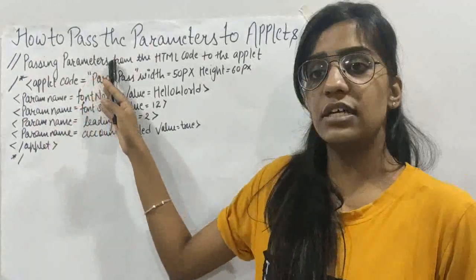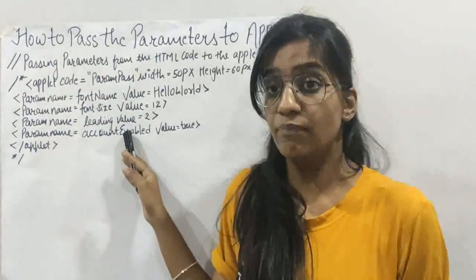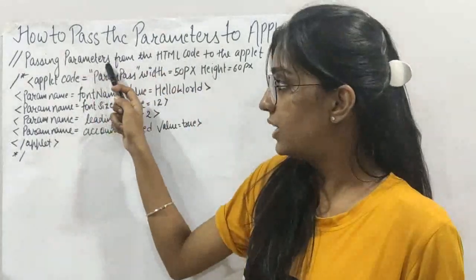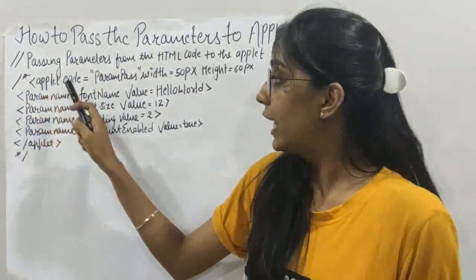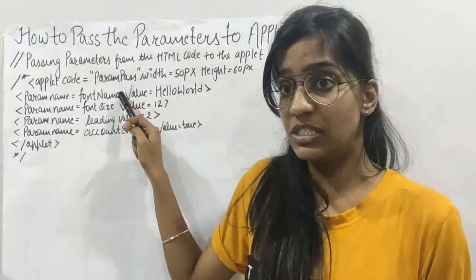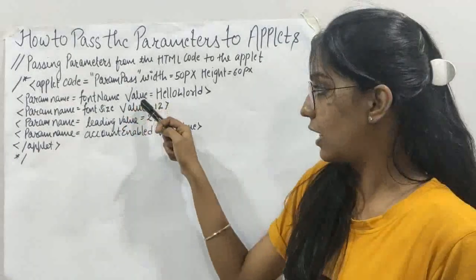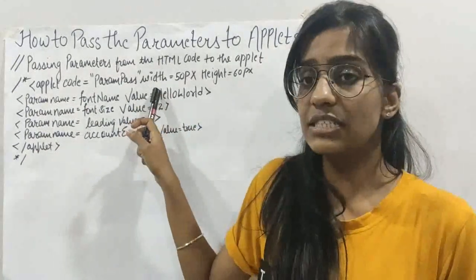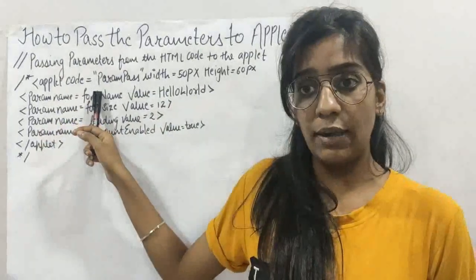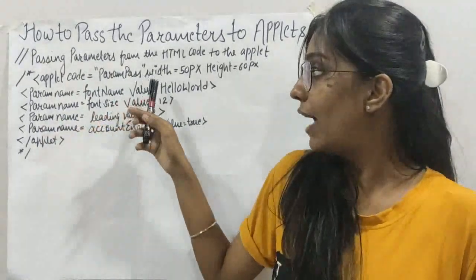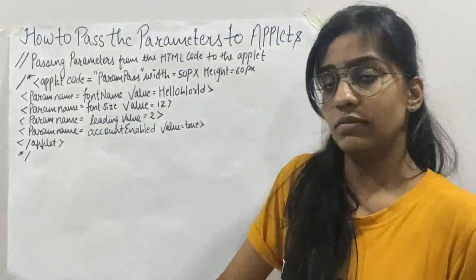So here is the pseudo code for your HTML. In this, we fetch our parameters from the param tag. Name initializes the attribute's name, that is the variable, and value initializes its value. So fontName is a variable and its value is Hello World.